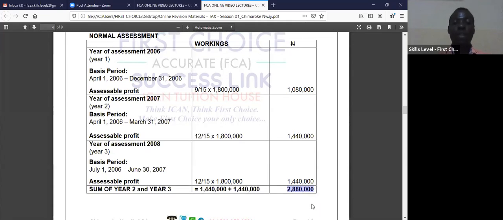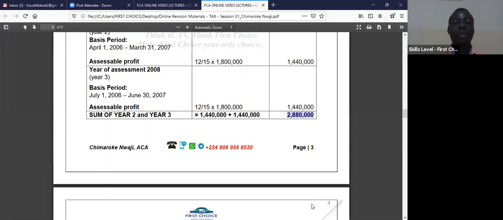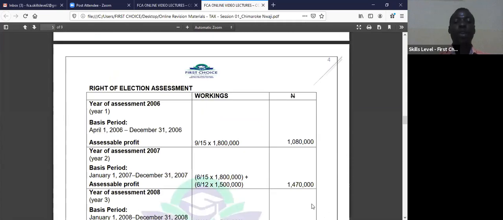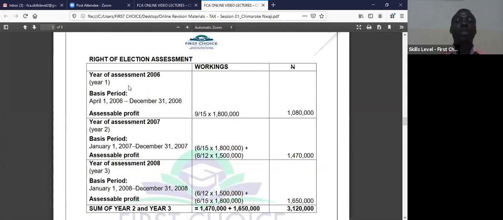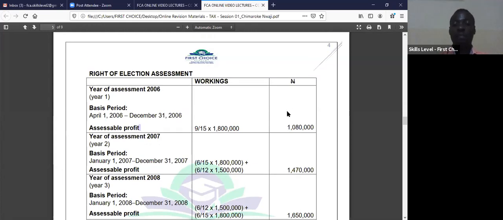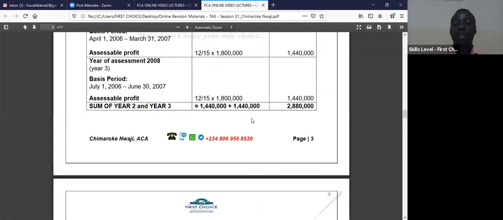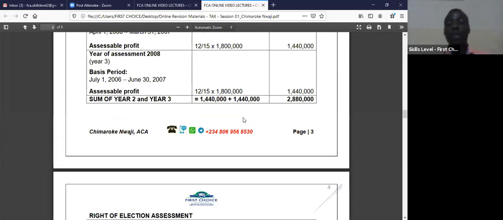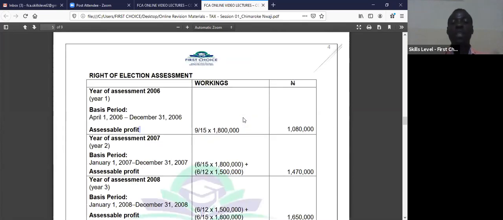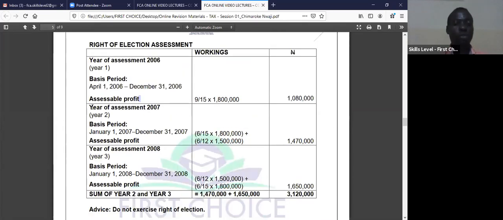Okay, now let's look at the alternative method, which is called the right of election. In the right of election, there is no business. We don't have any business in year 1. So this year 1 we did here is an exact replica of what we did here. So year 1 is the same. Nothing touches year 1, so year 1 is not a deciding factor. Now go to year 2.